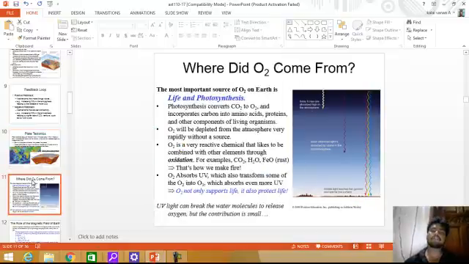Where did O2 come from? The most important source is Earth's life and photosynthesis. Photosynthesis converts CO2 to O2 and incorporates carbon into amino acids, proteins, and other components of living organisms. O2 will be depleted from the atmosphere rapidly without a source.